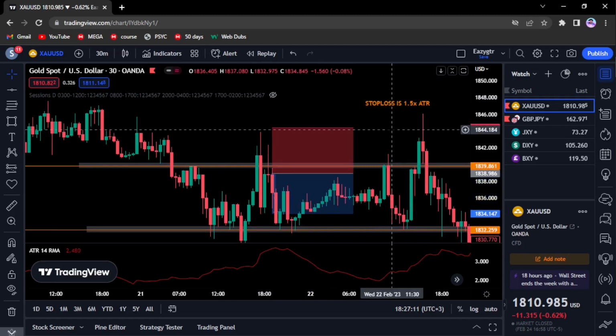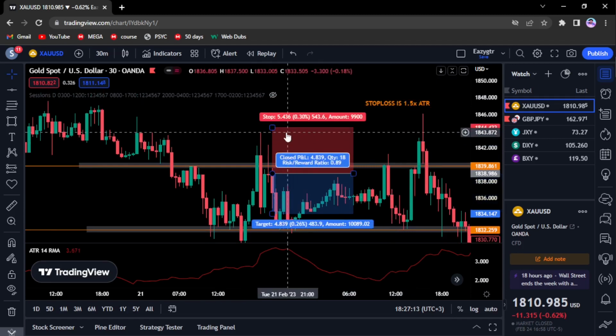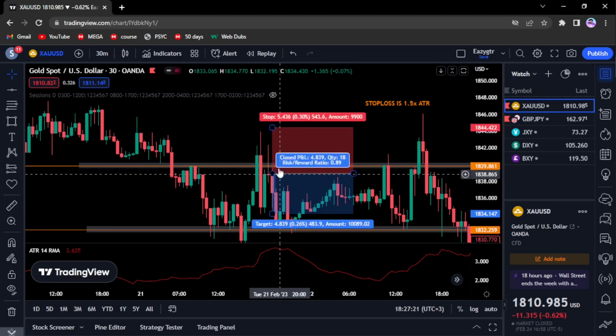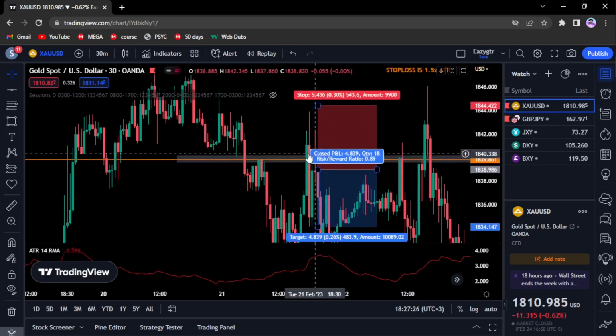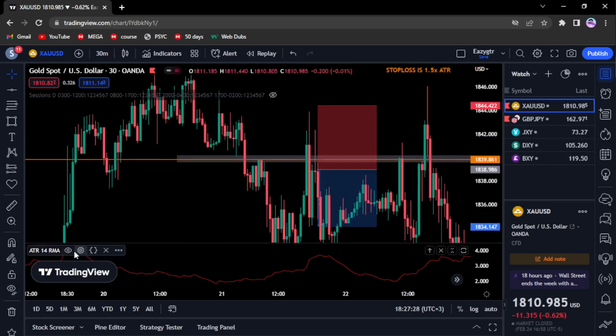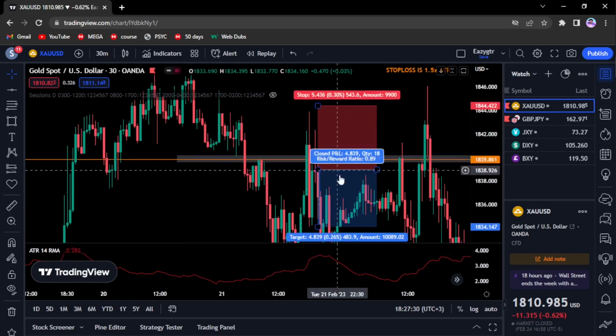You don't have to be 100% right, but you want your stop losses to be at a reasonable area where price can't pull back and stop you out during liquidity grabs. Okay, so here's our stop loss at 54 pips, 1.5 times the ATR, this value on the side of the ATR.